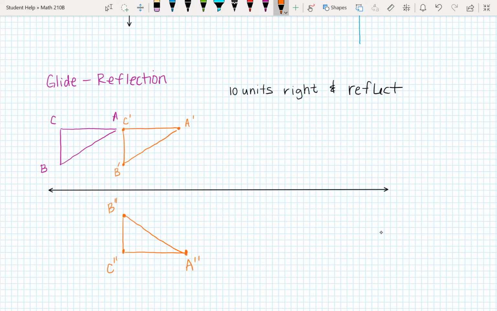Now, what I want to show you is that if I had instead done the reflection first, which would have ended up here, here, here, right? If I had reflected first and gotten this green triangle and then translated by 10 units, I would have ended up in the same thing. So the only thing I want you to gather from this is that you have a glide and a reflection. You can do the two motions in either order and you'll end up in the same final location.